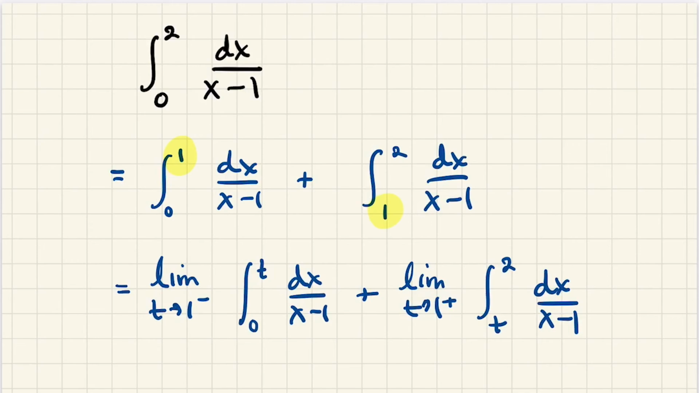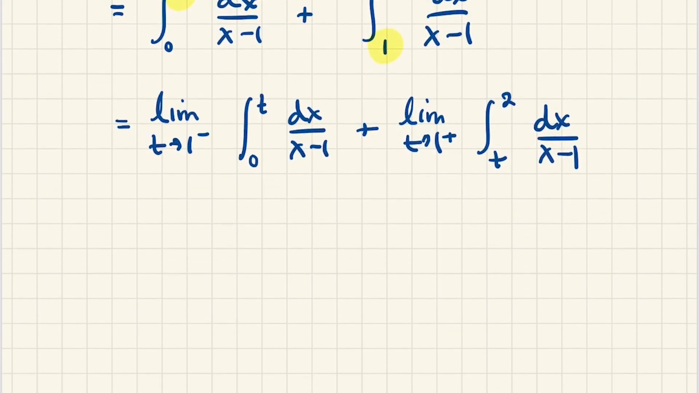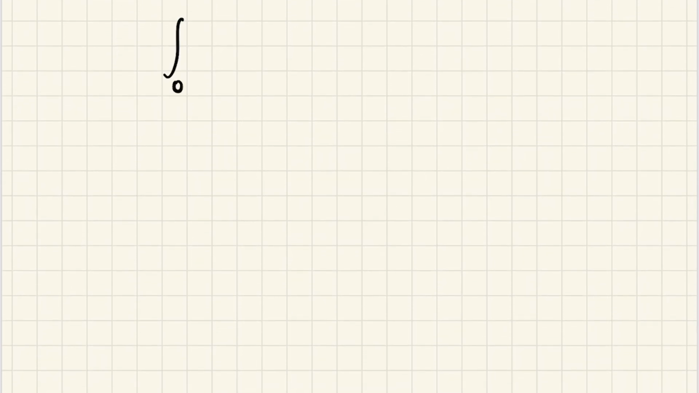Okay, and that one's handled. Now let me just give you one more even worse situation. How about we go from 0 to 2 again, but this time with x minus 1 in the denominator. So now 0 is bad and 1 is bad. Okay, so no problem. We can still start the same way.